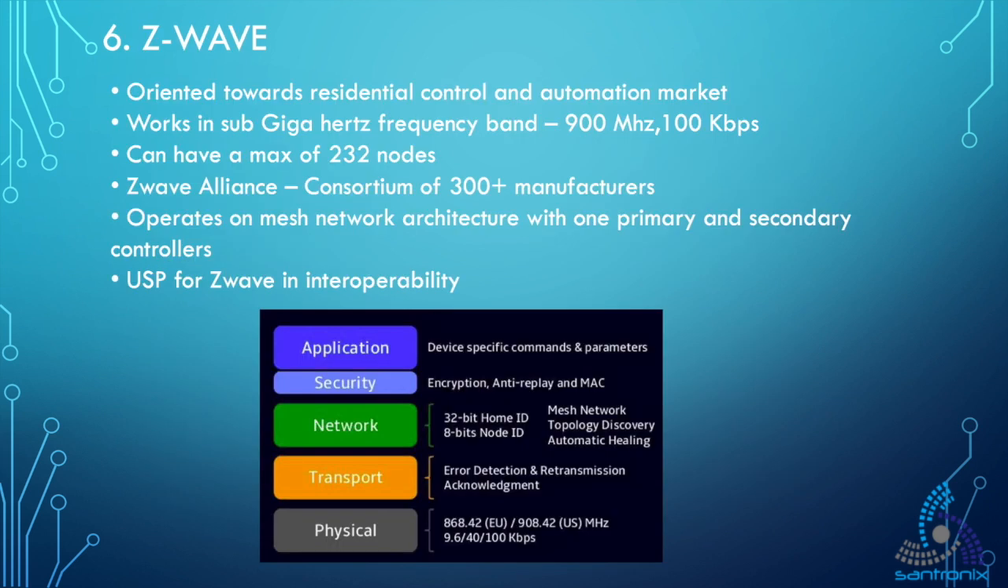Then comes Z-Wave. Z-Wave is similar to ZigBee in a lot of ways, but Z-Wave is primarily used in industries. As you can see, it is also oriented towards the residential and automation market, but mostly widely used in industrial settings. It works in the sub-gigahertz frequency band, 900 megahertz, at 100 kbps, and can have a maximum of 232 nodes. So you can connect 232 devices to one Z-Wave coordinator.